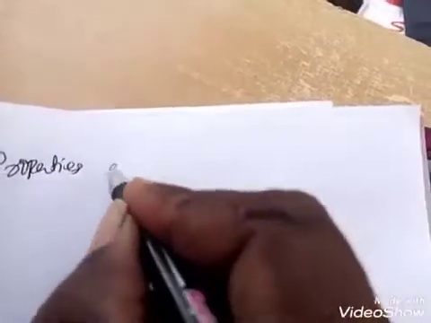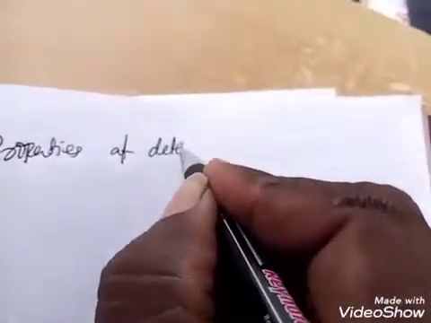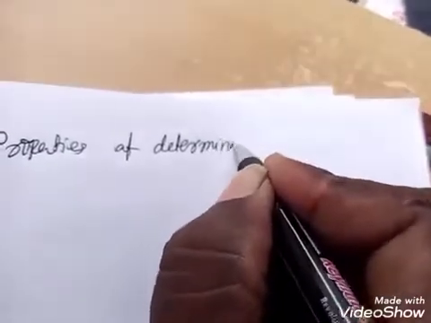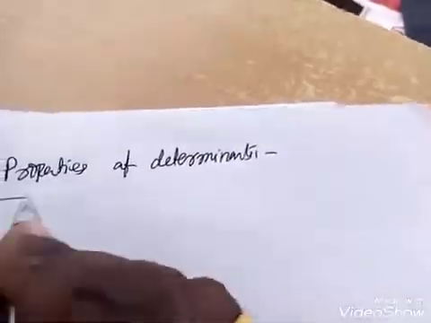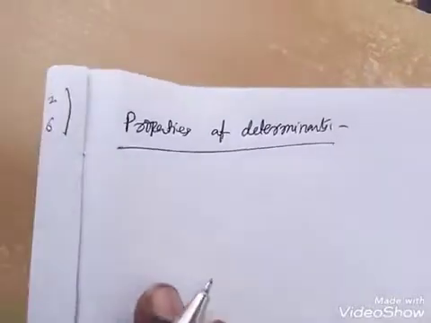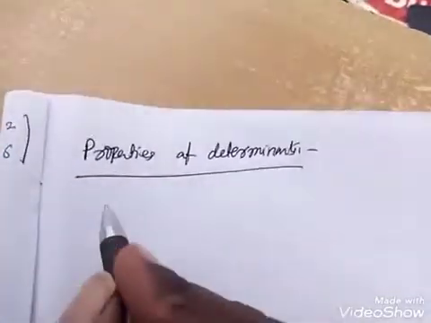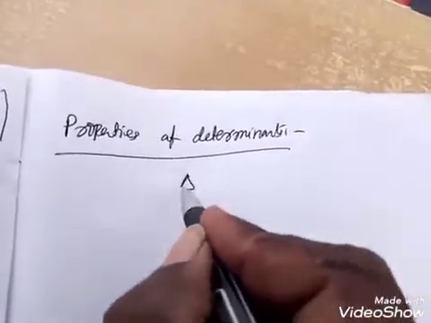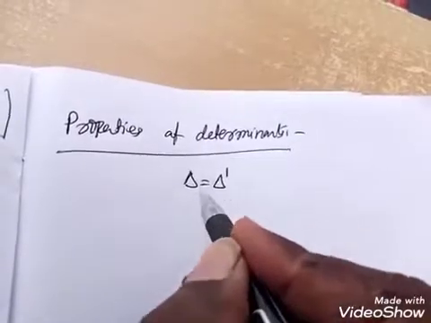Here I'm moving into another important one: properties of the determinant. Now, properties of the determinants means first property. What is the first property? For example, if you have taken delta is equal to delta dash, this is property 1.